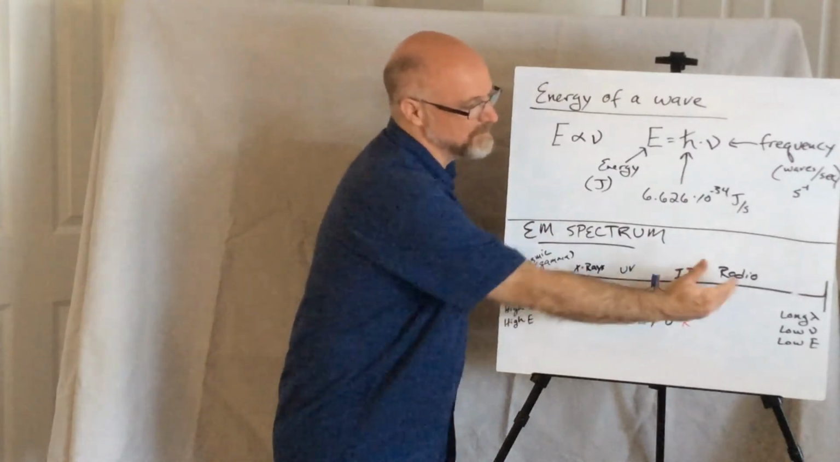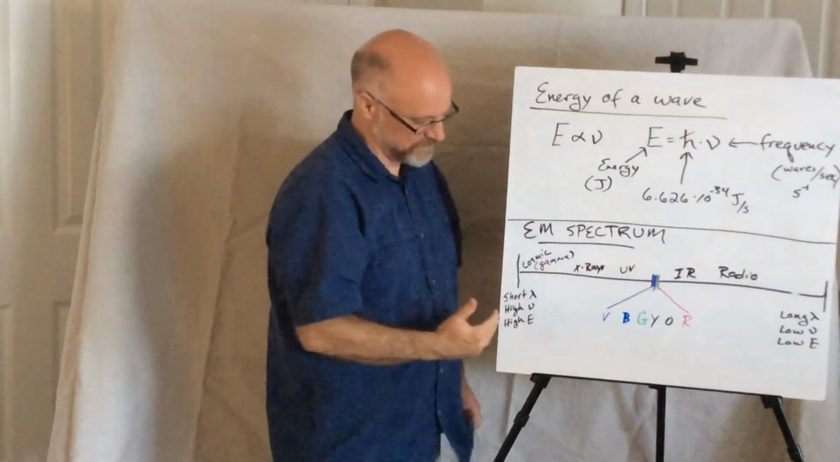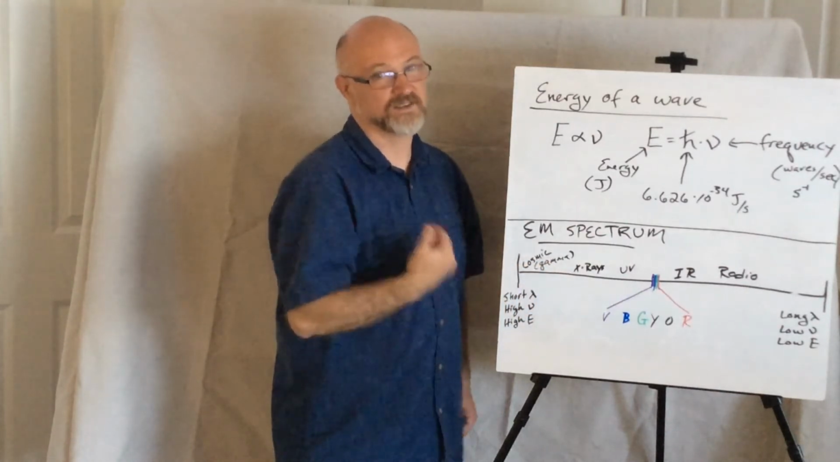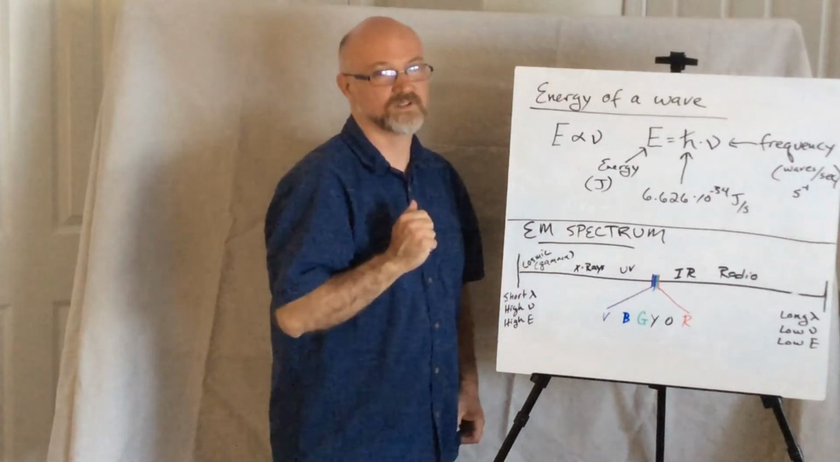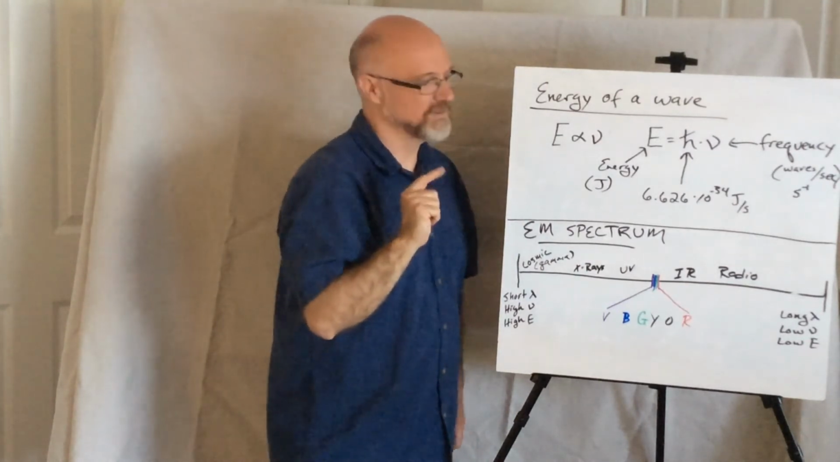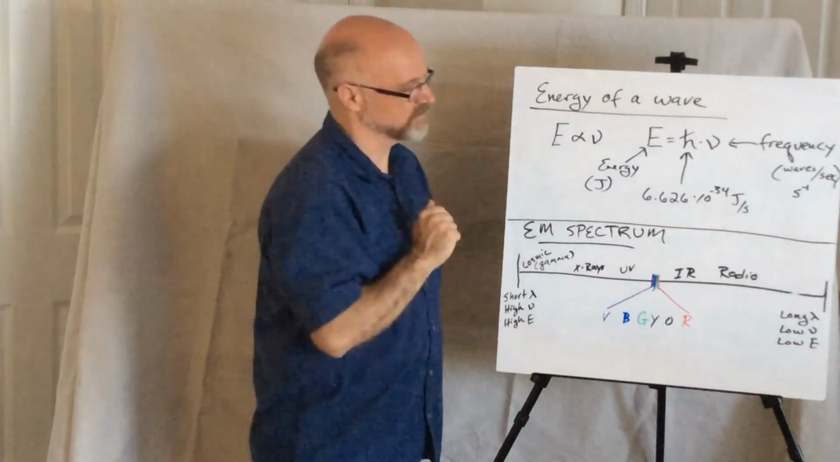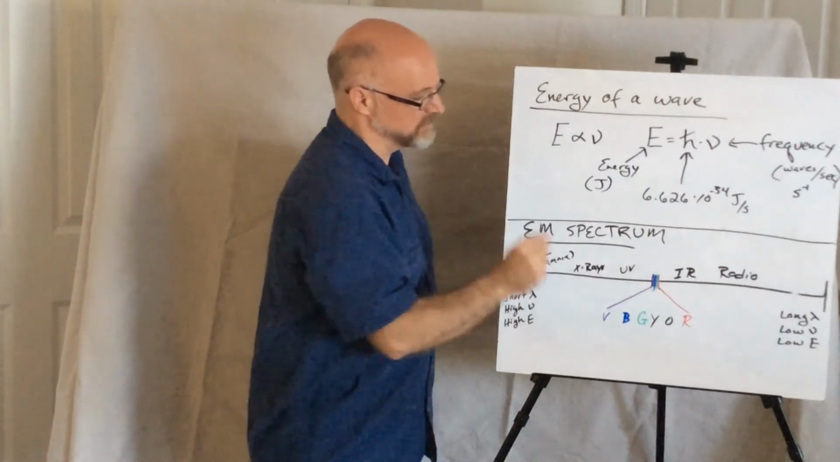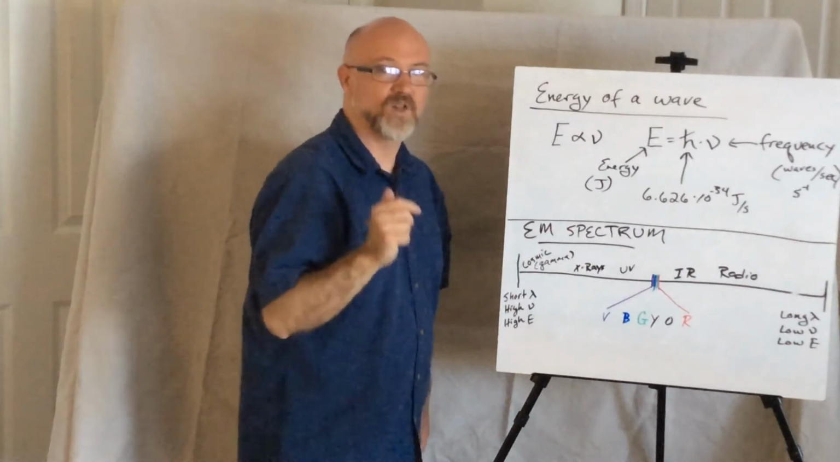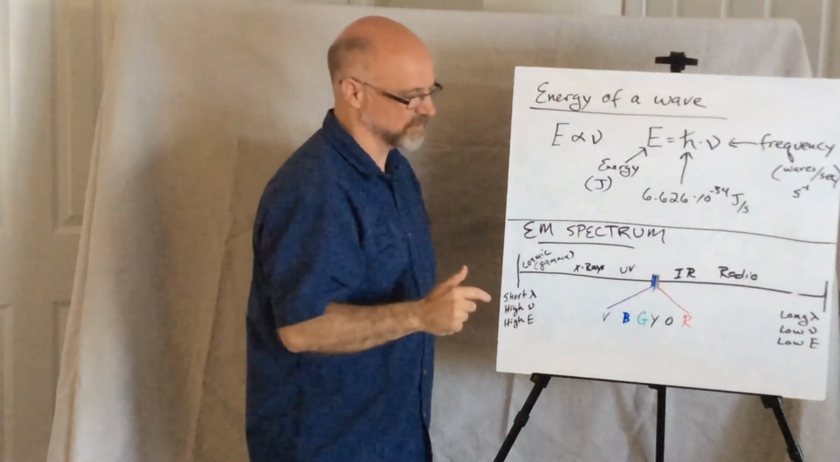So again, from a big picture, just so you have an orientation, the shorter the wavelength, the higher the frequency, therefore the higher the energy. The longer the wavelength, the lower the frequency, therefore the lower the energy. In between, we have the very narrow band that we call visible light, or the visible spectrum.